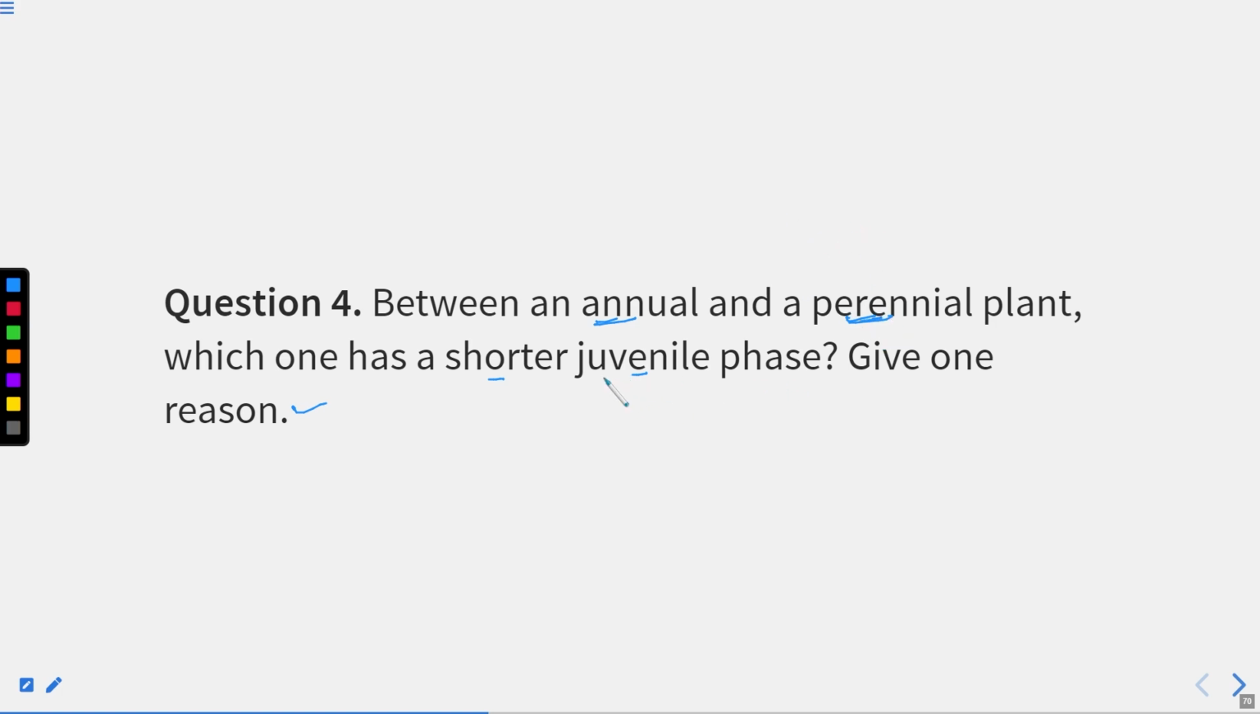And one more thing. Here they are talking about the juvenile phase. If we talk about the life cycle of the plant, it is divided into two phases. First is the juvenile phase, and second is the reproductive phase. In the juvenile phase, there is vegetative growth. During the reproductive phase, there is development of flowers, reproductive organs and all. Flower consists of male and female reproductive parts. So a life cycle of a plant consists of two phases, juvenile phase and reproductive phase.